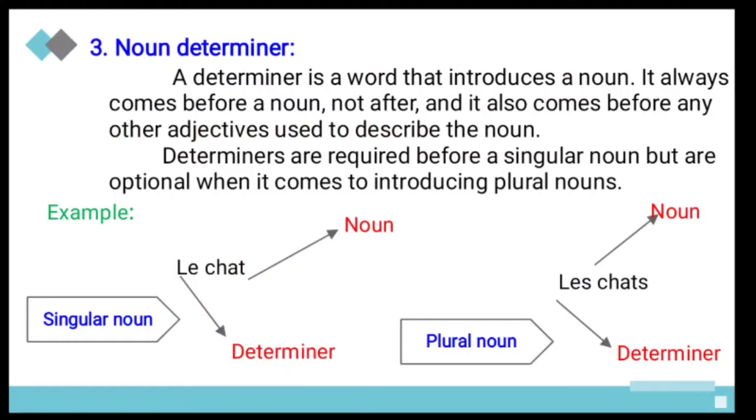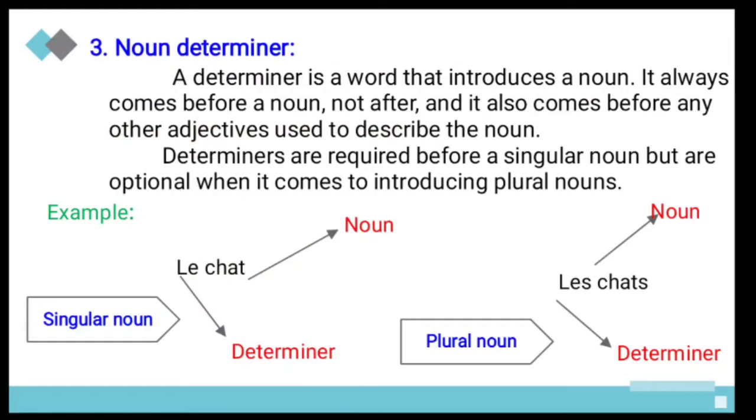And what are the examples? Like definite article, that is le, la, les. Indefinite article un, une, des. So we'll see these in the next slide. It comes before the noun, not after, and it also comes before any other adjective used to describe the noun. And determiners are required before a singular noun, but are optional when it comes to introducing a plural noun.